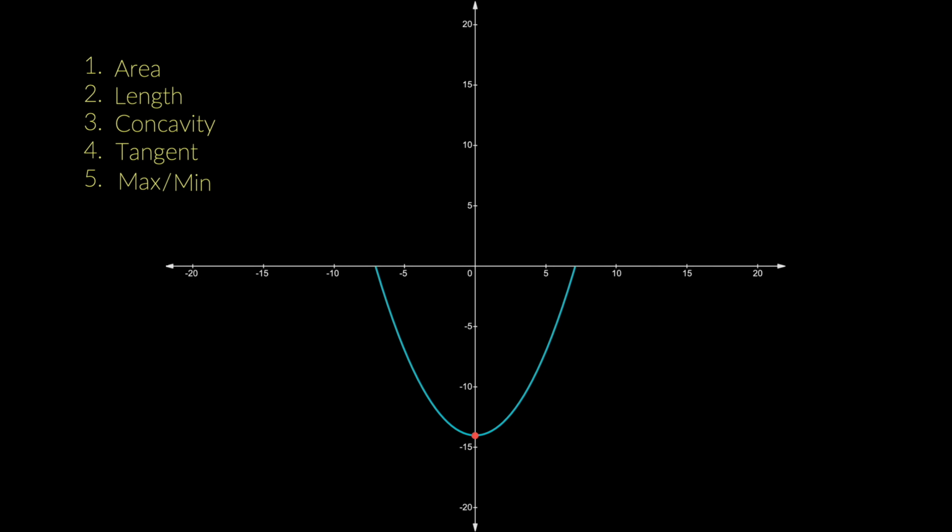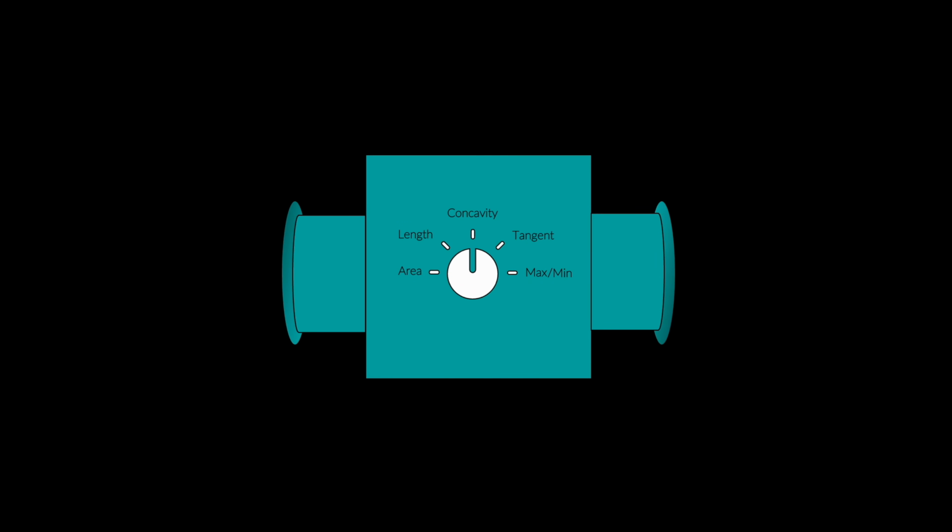I like to think of calculus as a machine with a dial. We feed in the curve we want to study, set the dial to the property we want to get, and it gives us the answer.